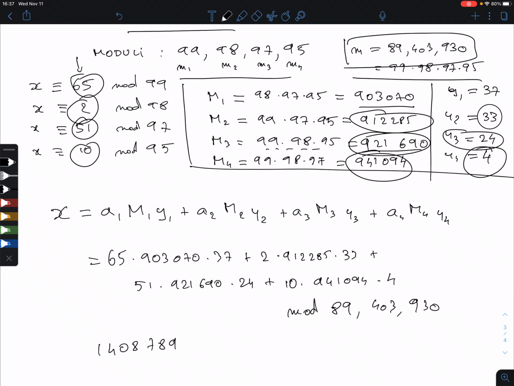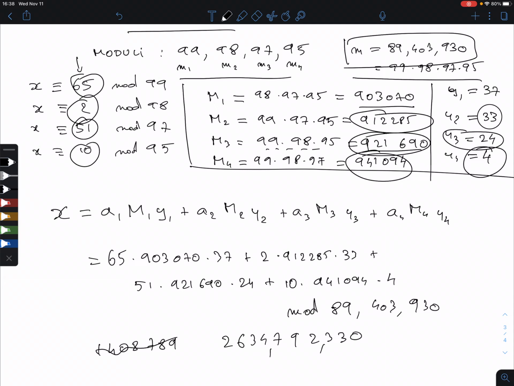plus, open the parentheses, 51 times 921690 times 24, close the parentheses, plus, and then one more parentheses, 10 times 941094 times 4, and this whole thing, if I didn't make a mistake, 2, 6, 3, 4, 7, 9, 2, 3, 3, 0. 2, 4, 6, 8, 10 digits.